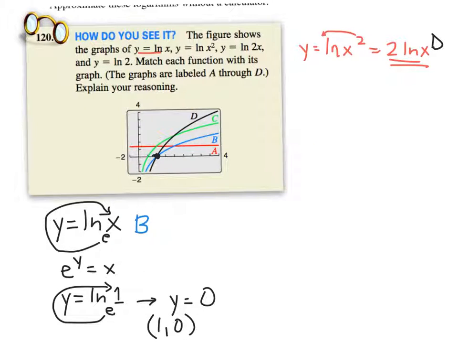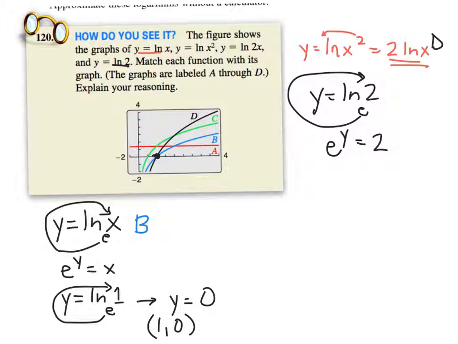The next one we're going to look at is just ln of 2. ln of 2 is just a number, ladies and gentlemen. It's saying that e to some power is 2. And since it's one value, y is just going to be some number.